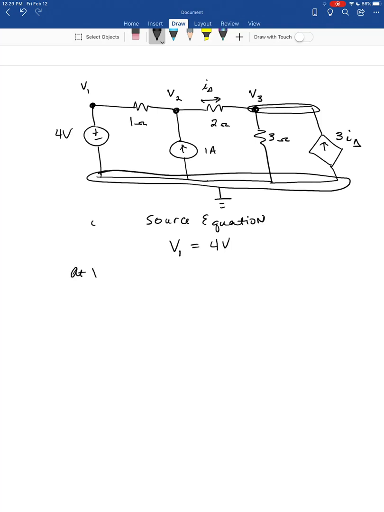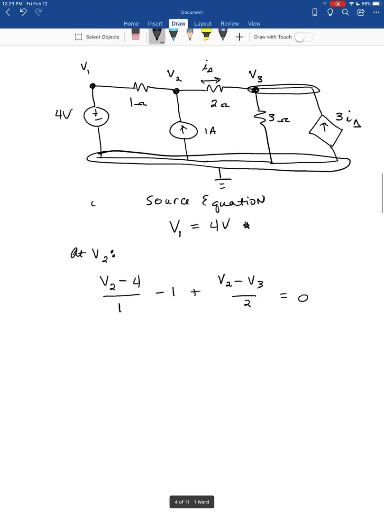Then we'll need a node equation at V2. So we'll have V2 minus V1, which is 4. So we can either substitute that in directly or put V1, since you've got V1 defined here. If you don't have V1 defined with a separate equation, then obviously you would have to put your 4 volts in directly. So we have V2 minus 4 over 1. We have 1 amp entering the node, and we have V2 minus V3 over 2. And please note that I'm completely ignoring for the time being that dependent source, or that control variable I delta.